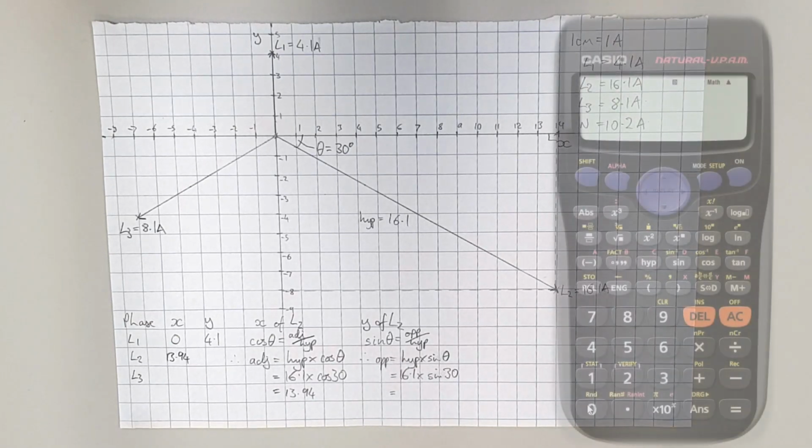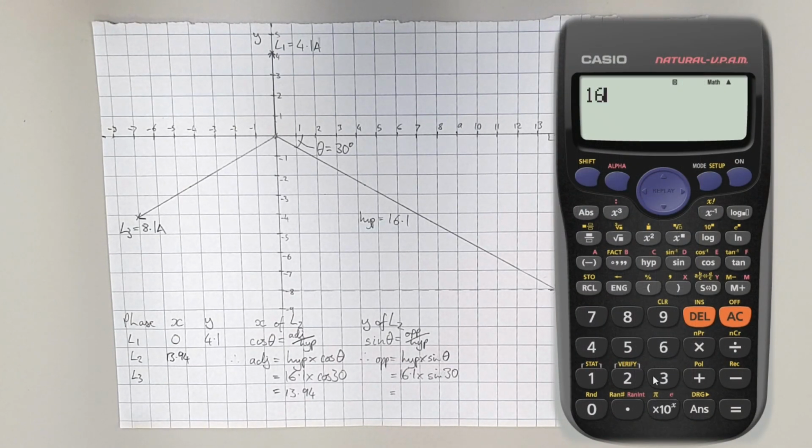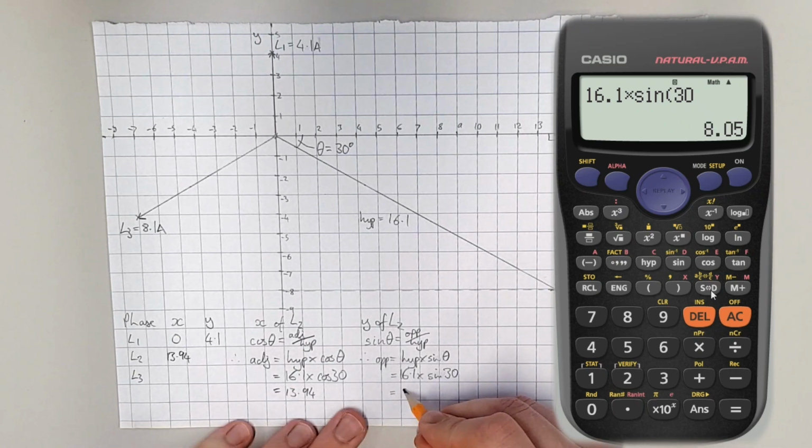So when we put this into our calculator, as you can see here, we do 16.1 times the sine of 30. It'll come out at 8.05. So that comes out at 8.05.